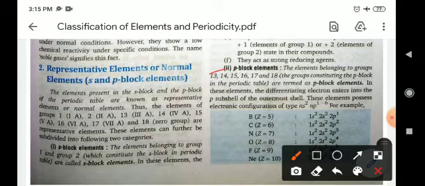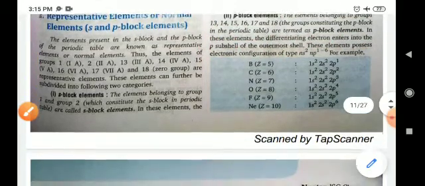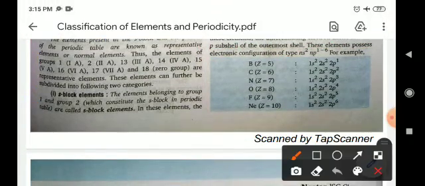Now P block elements. The elements belonging to group 13 to 18 are known as P block elements, and in these elements the differentiating electron enters into the P subshell of the outermost shell, and these elements possess the electronic configuration of ns2 np1 to 6, meaning in the P orbital there are electrons from 1 to 6.